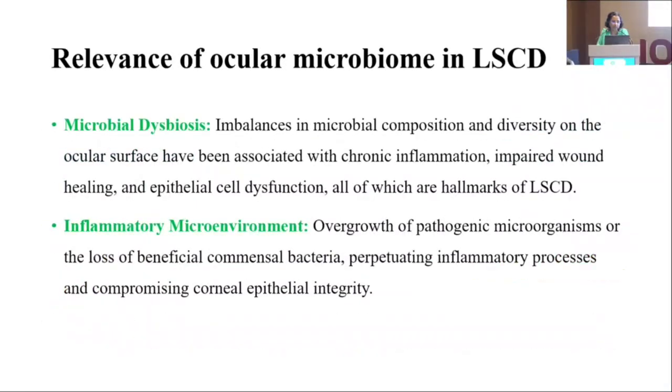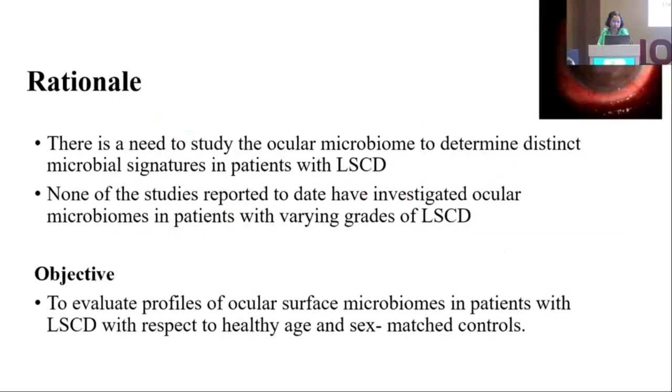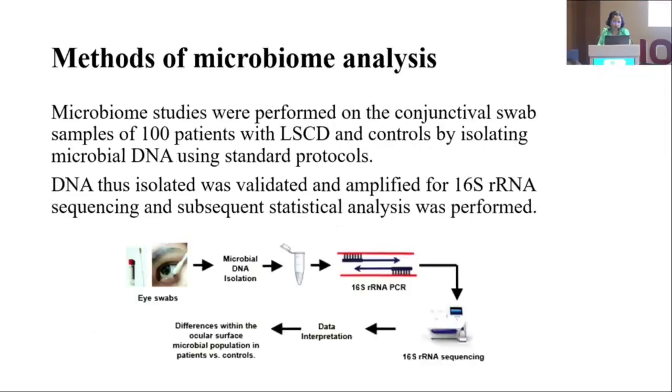So in limbal stem cell deficiency, you do have two components: a microbial dysbiosis which happens, and also an inflammatory microenvironment which propagates the disease of limbal stem cell deficiency. So to understand the imbalance in the microbial composition and its diversity, which may be hallmarks of limbal stem cell deficiency, which may lead to poor wound healing and epithelial cell dysfunction, we undertook a study where we evaluated profiles of ocular surface microbiomes in patients with limbal stem cell deficiency and compared them to healthy controls.